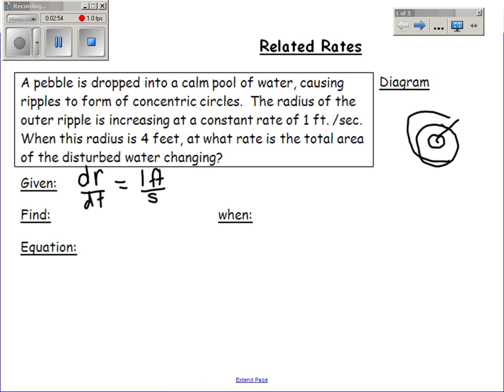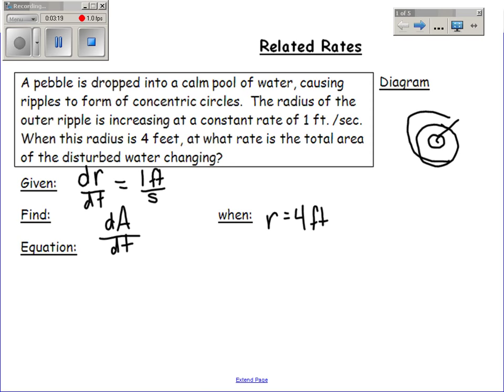What we are trying to find is the rate, so that means it's some kind of change in the total area. And so what we need to find is the change in area with respect to time. So we need to find dA over dt, and we want to do that exactly when our radius is equal to 4 feet.